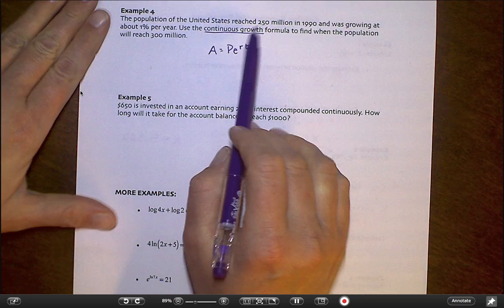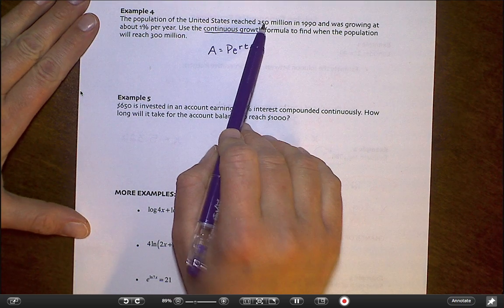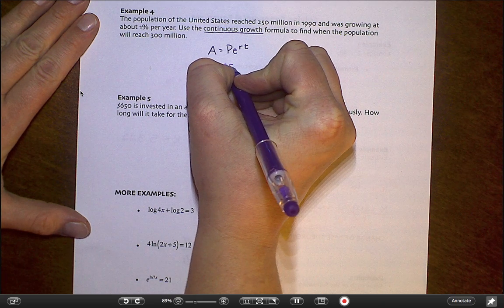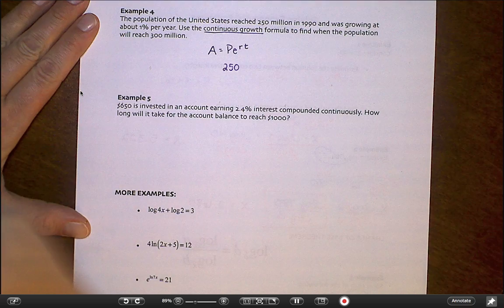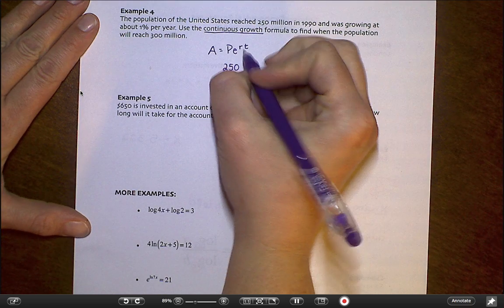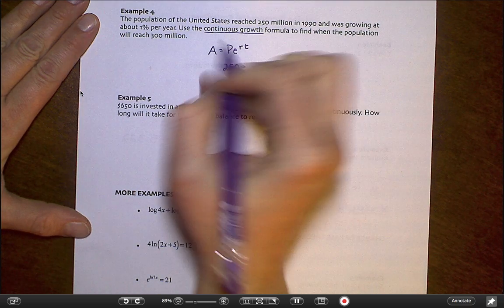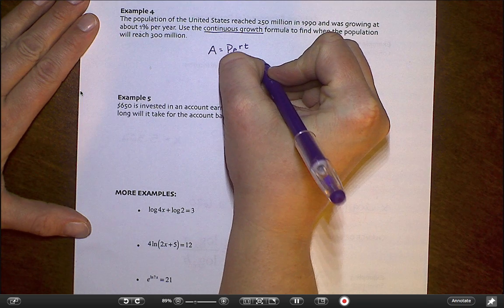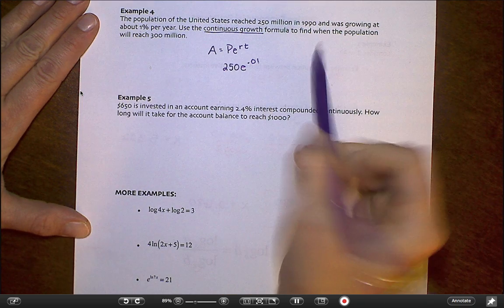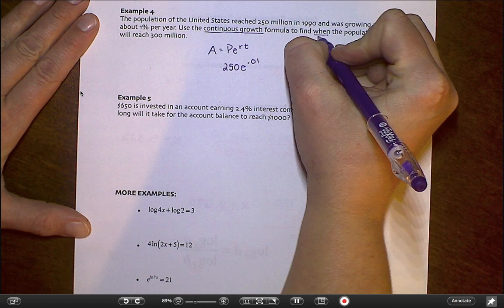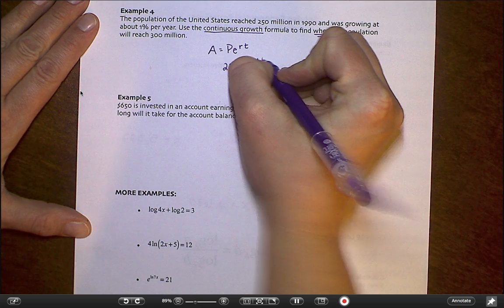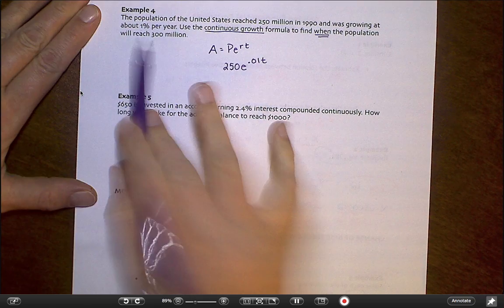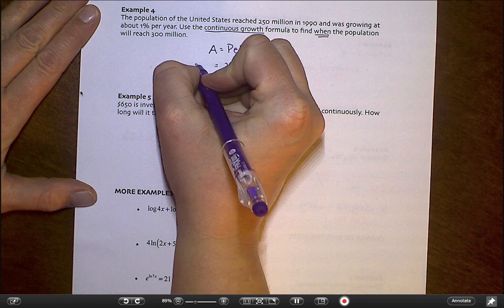So in this situation, our initial population is 250 million. I'm just going to put this in as 250 and then know that our answer is going to come out in millions. I'm using the e because it says that we're doing continuous growth. We're growing at a rate of 1% per year, so that would be 0.01. And then I'm trying to find the when, so that's the t. I'm trying to find how much time this is going to take. And I want this to come out equaling 300 million, so I'm going to put 300 over here.